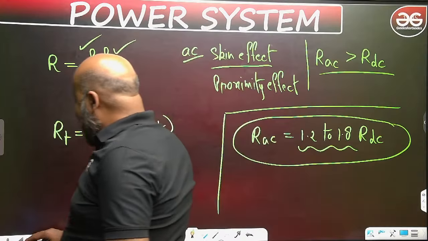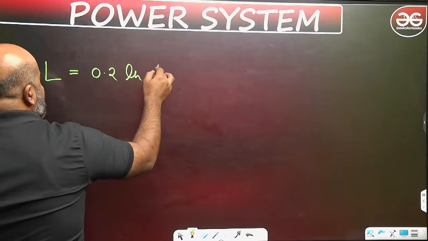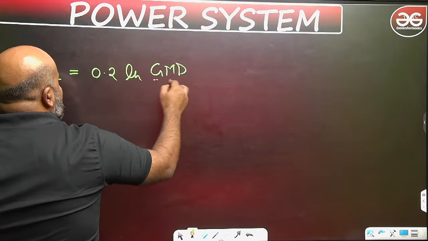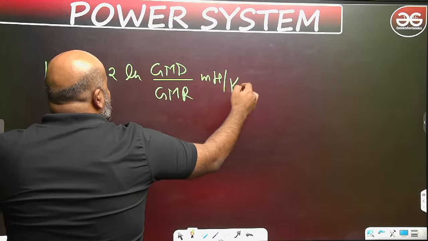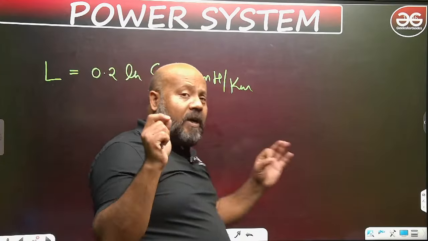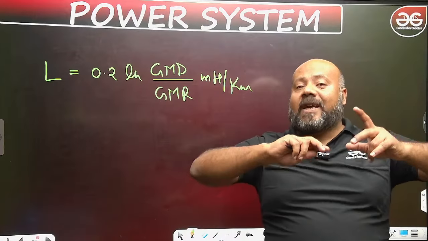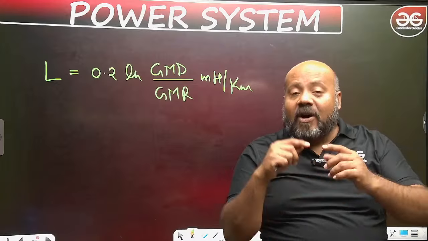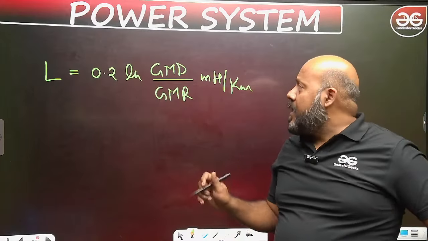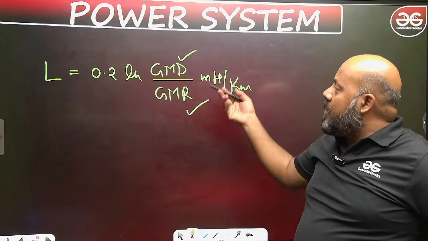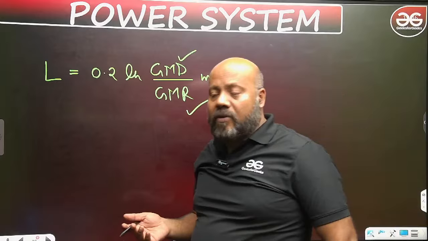Now, let us talk about the inductance. Inductance you are writing as 0.2 ln GMD upon GMR, in millihenry per kilometer. It means the moment you design your transmission line, is there any possibility you can change the distance between the phases or the size or the radius of the conductor? No, once it is designed, it is finished. It means this is constant, so L is also constant. Say yes or no?